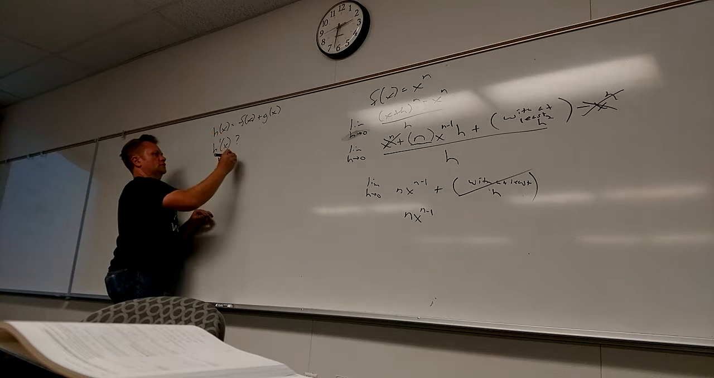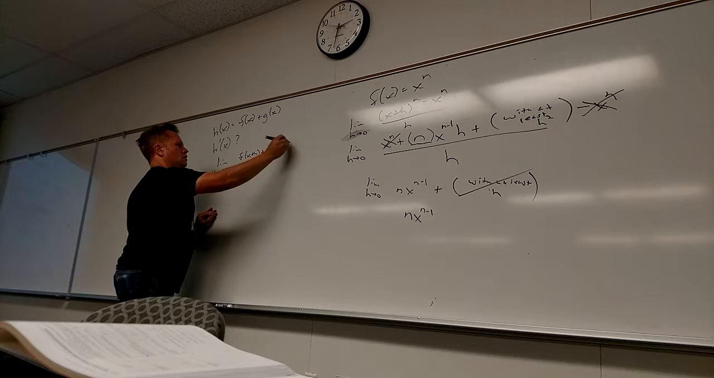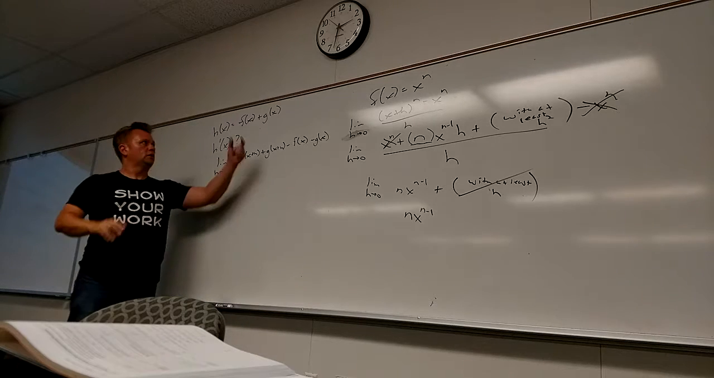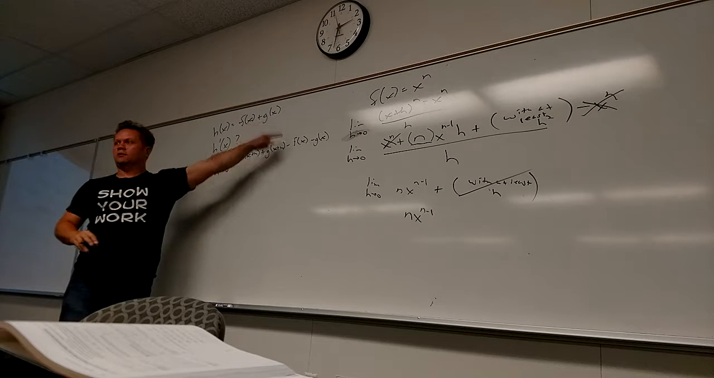So here's h of x, so it'll be f of x plus h plus g of x plus h minus f of x minus g of x. Is everybody with me so far? It'd be throw an x plus h into that minus this whole thing.